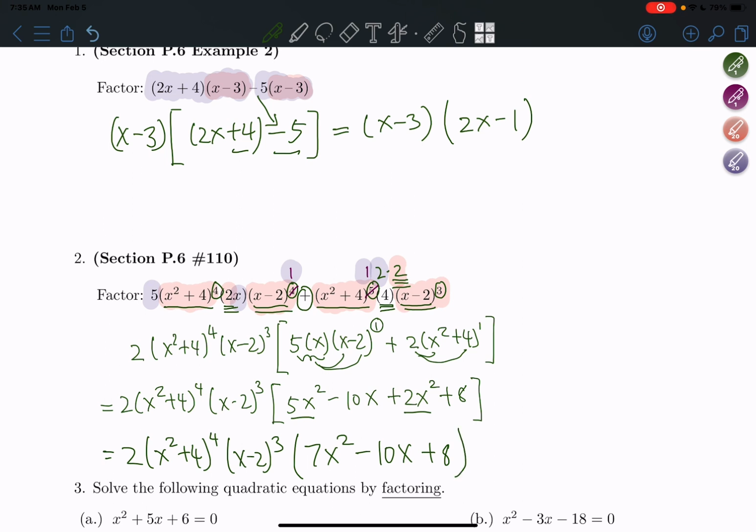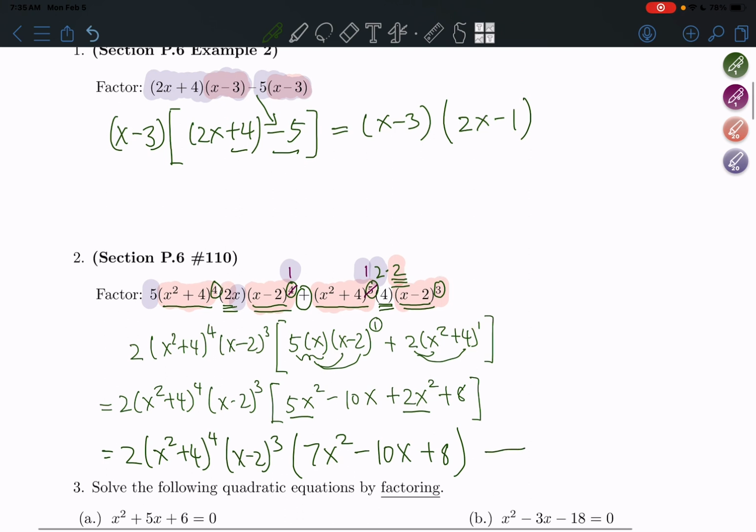And sometimes this one could potentially be factorable, but that requires factoring a quadratic. So we'll see exactly how to do that in just a little bit, in the next couple of examples. So this right here is the final answer for this factoring.